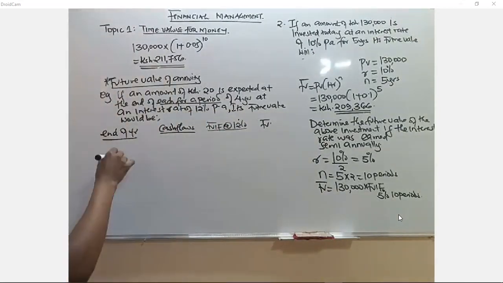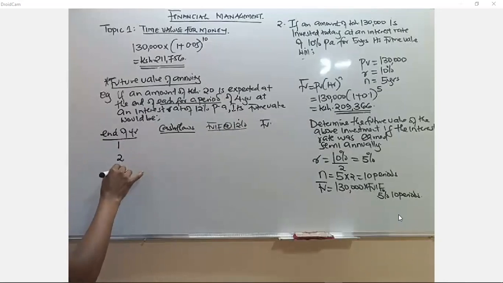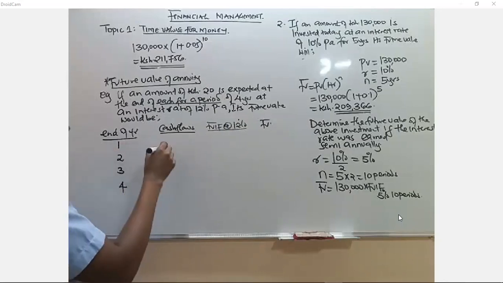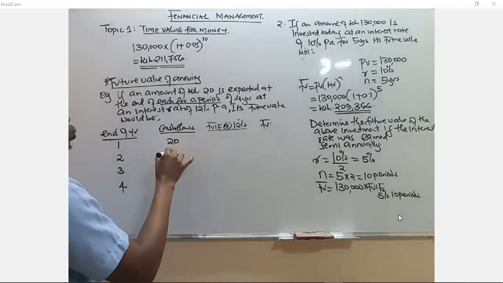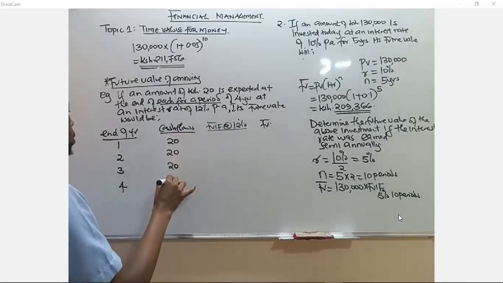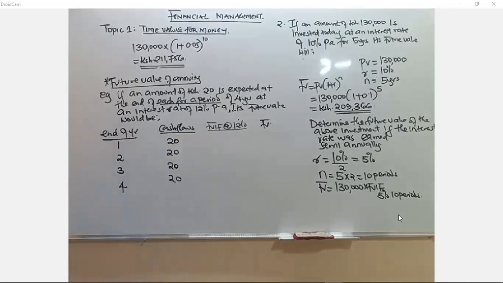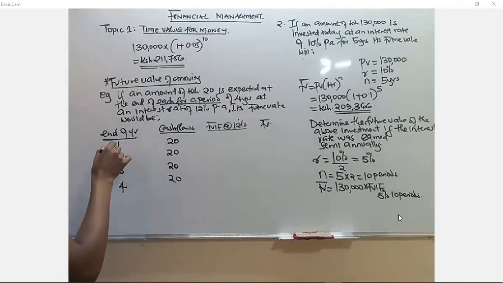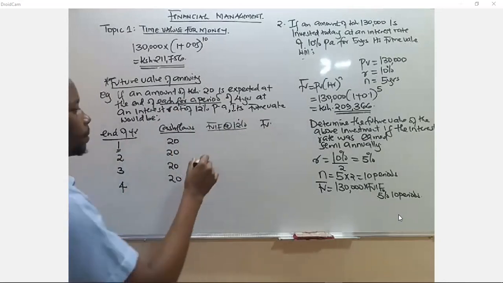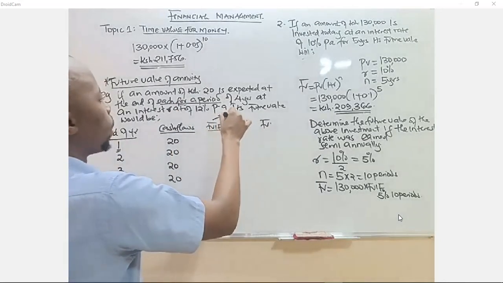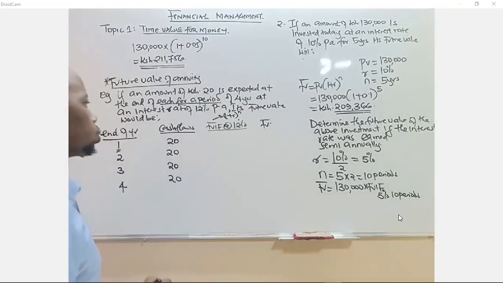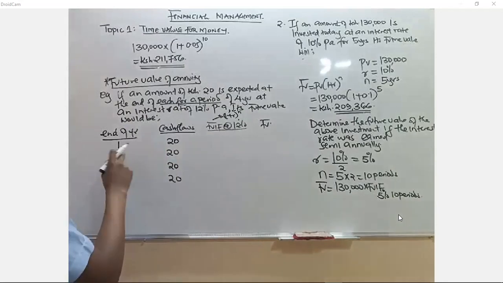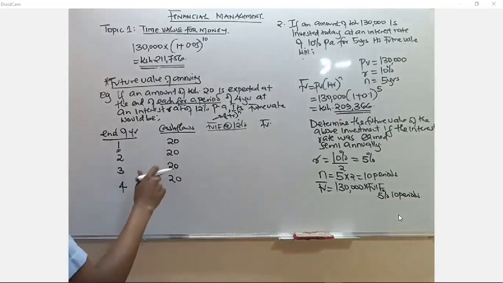We are determining the future value. So how many years do we have? Year one, year two, year three, and year four. The cash flow we are going to get at the end of each year is 20 shillings. Now let me ask a good question. If I invest this money at the end of each year, the first money, for year one, will stay in the account for how many years? We are using the formula 1 plus r raised to n. Because the money is deposited at the end of each year, the first 20 will stay in the account for 3 years.